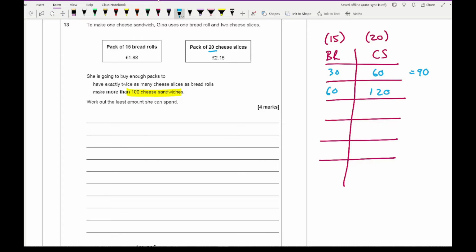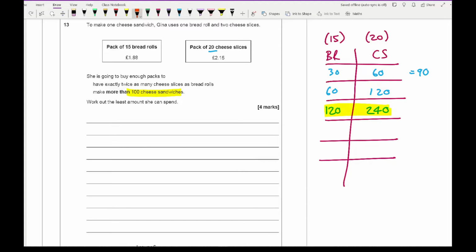Now I would say that's probably going to be the most economical option for us to have at least 60, well, we need to have more than that, actually, that's a lie, because as we're going to have 100 cheese sandwiches, we need to make sure we've got 100 bread rolls, so that's going to be 120, and that's going to be 240. So this is the combination that I need to go for.